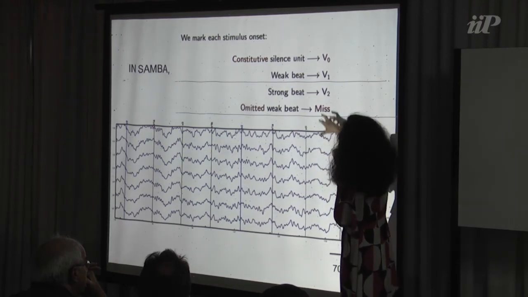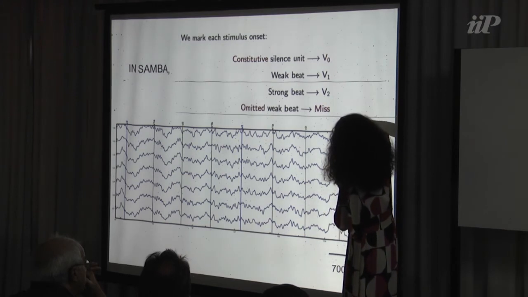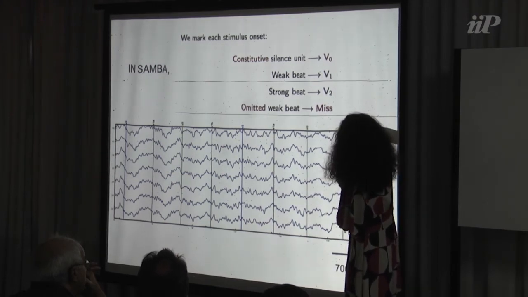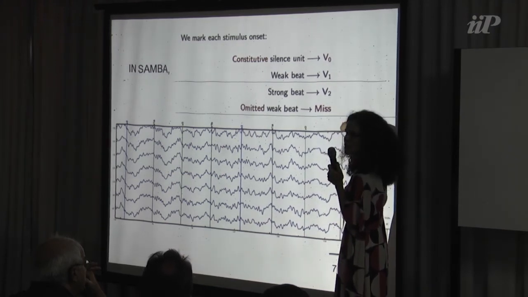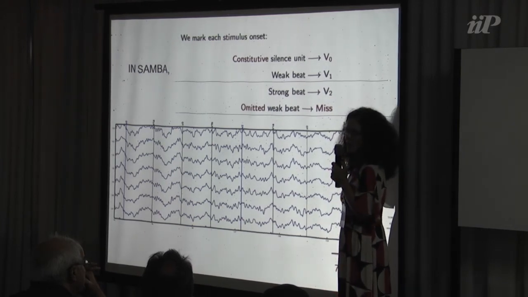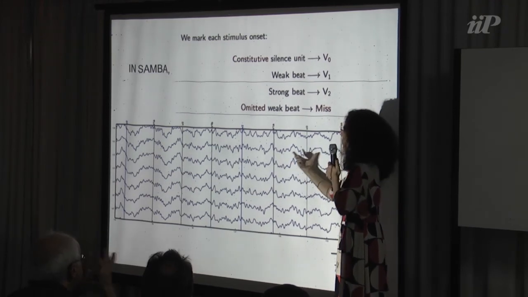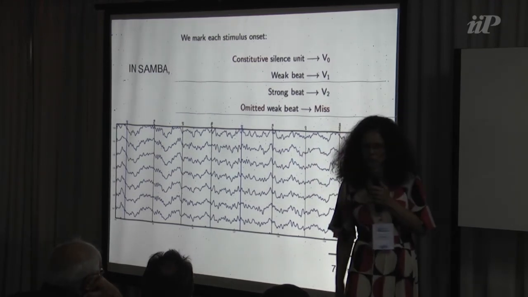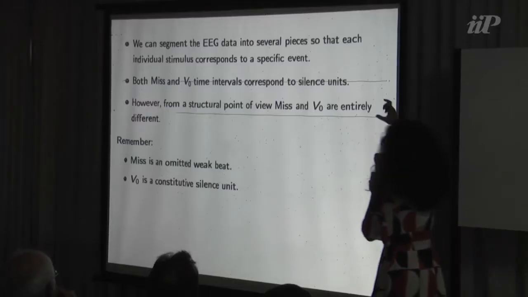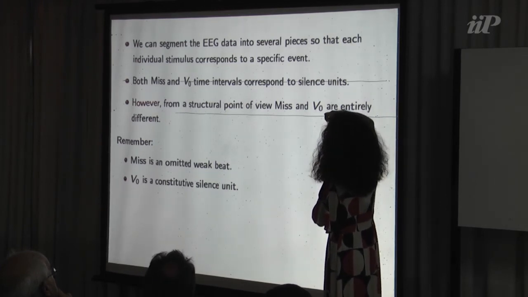As you can see, you will have, for instance, a chunk which corresponds to the constitutive silence unit, V0. And just immediately after that, you have a segment which corresponds to the miss condition, the situation where there should be a V1 unit and it's not present. Okay, so this is what we will be comparing in statistical terms. So as I said, we can segment the EEG data in pieces so that we can identify the specific events.